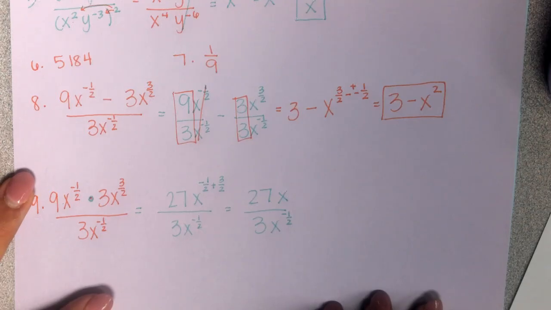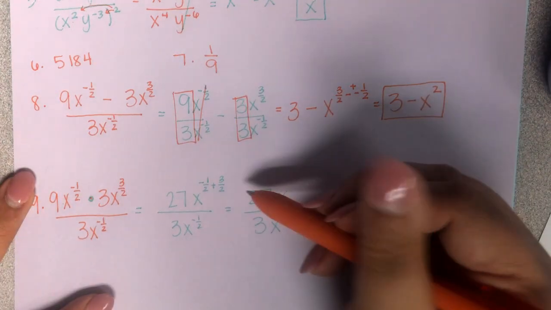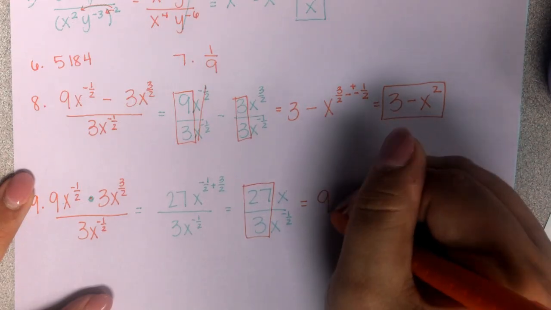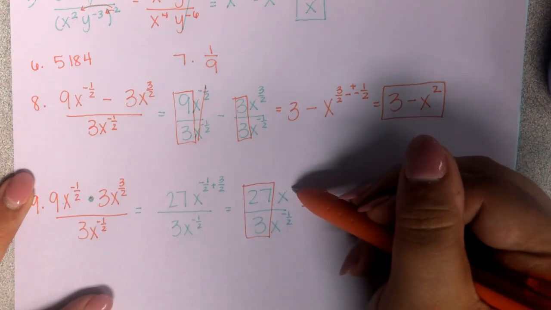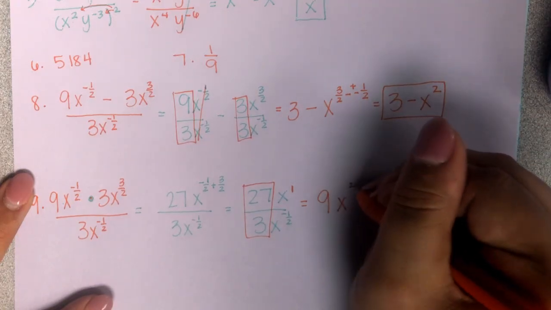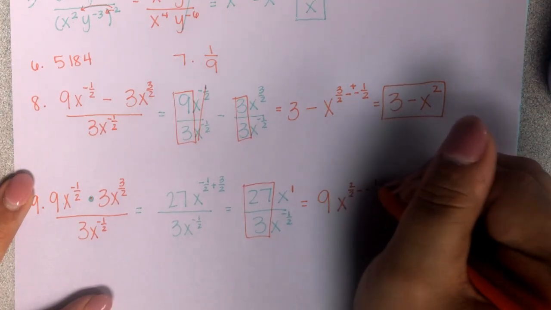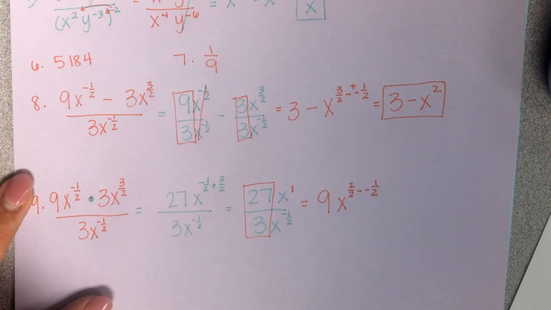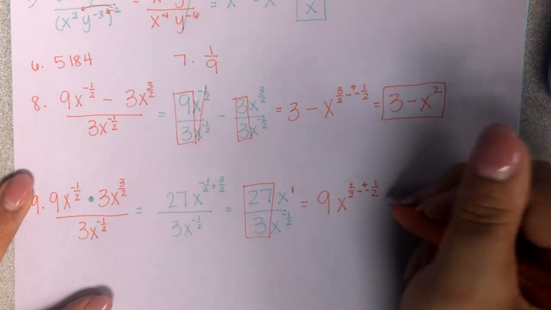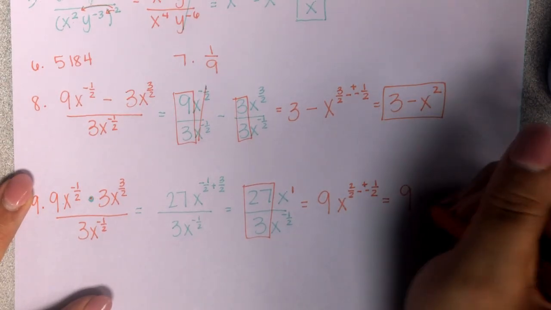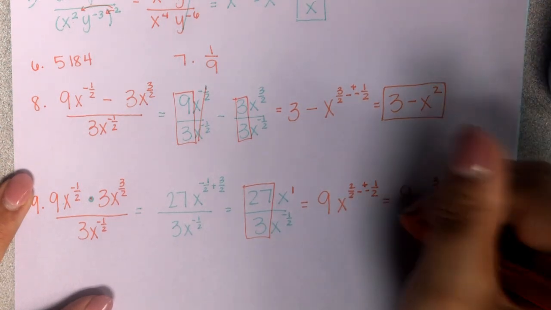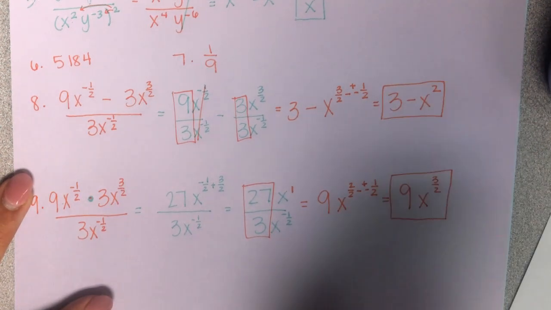And then divide the big. What is 27 divided by 3? And what's the exponent right here? 1 or 2 over 2. So I'm going to do 2 over 2 minus negative 1/2, which becomes plus, which is 9x to the, and you would just leave it like that.